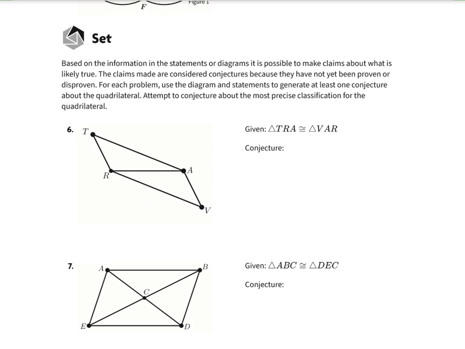Okay, so based on the information, the statements, and diagrams, make claims about what is likely true. The claims are considered conjectures because they have not yet been proven or disproven. For each problem, use a diagram and statements to generate at least one conjecture about the quadrilateral.